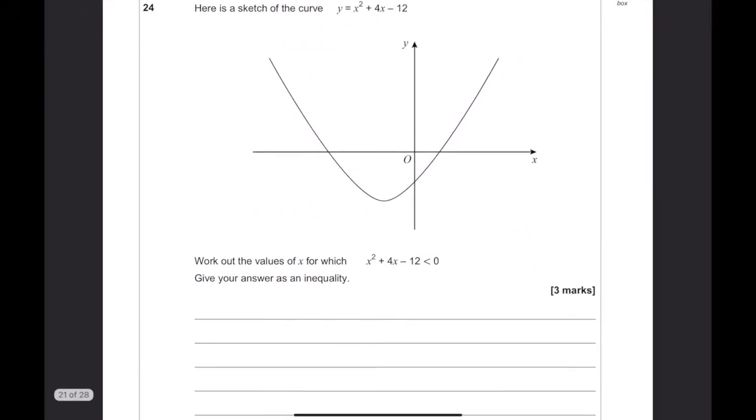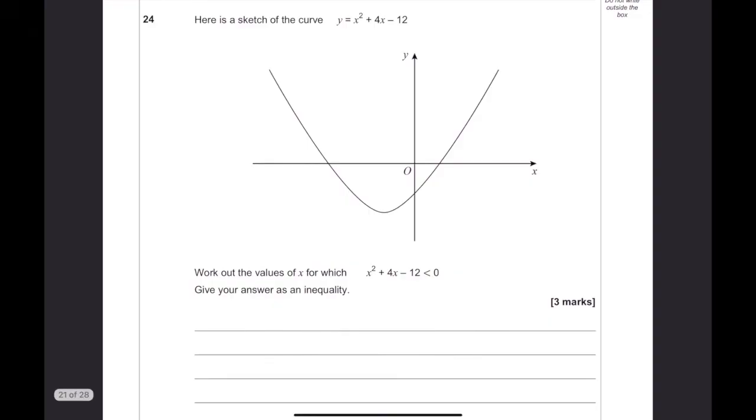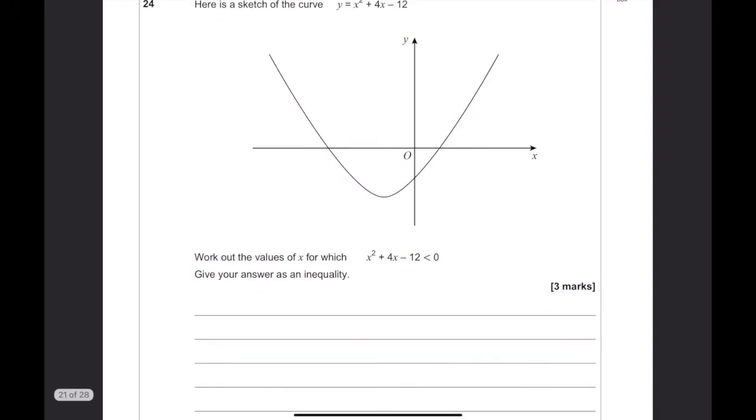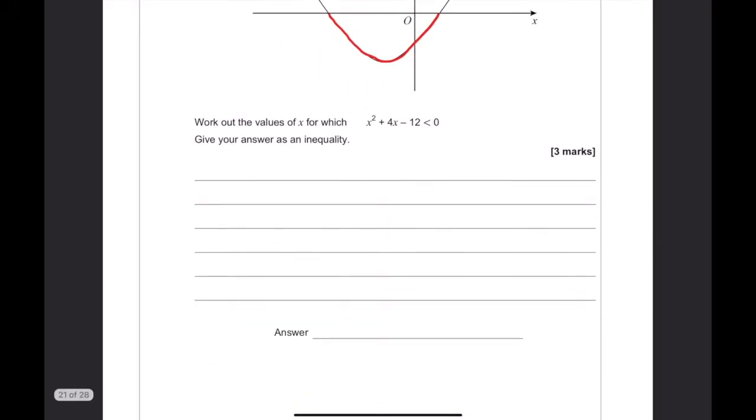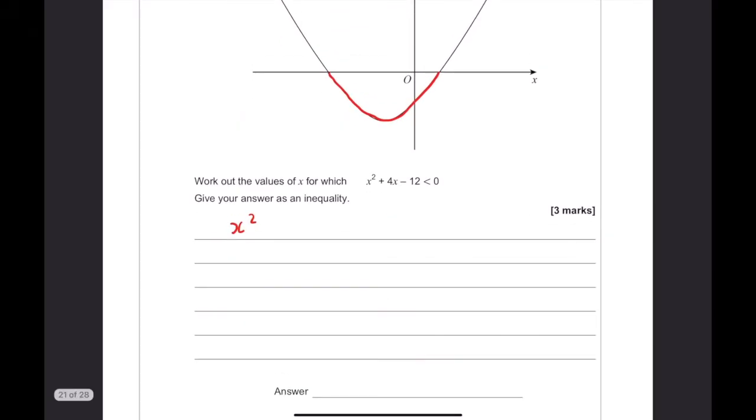Here is a sketch of this curve. Work out the values for which x squared plus 4x minus 12 is less than 0. So that is going to be this range right here. Now we want to work out the roots, which will be these values here.